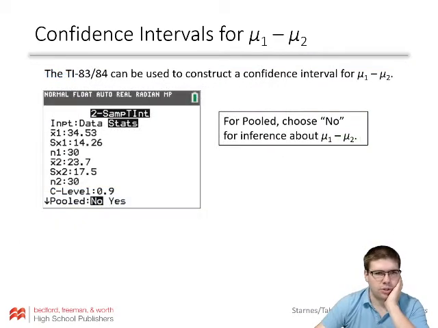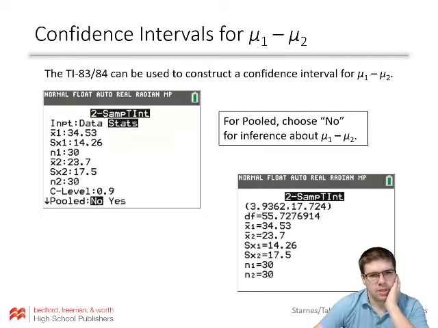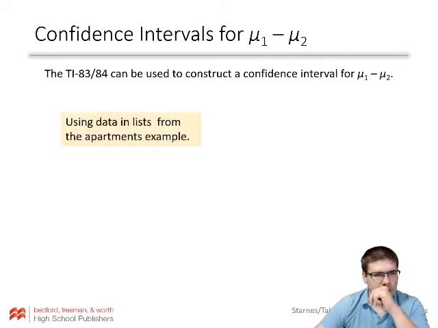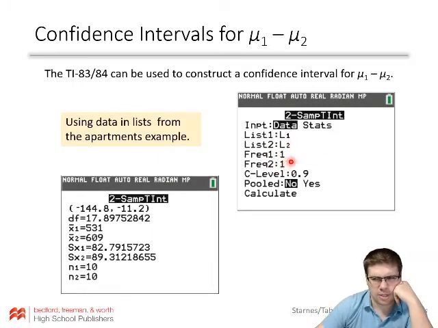So I kind of already showed you this real quick, but this is their summary of this. So for pooled, make sure you choose no for this, and you'll get that result. You can also do this with lists in your calculator. So you would have to have the data in L1 and L2. Make sure you set those frequencies to 1. We're not going to really ever need frequency data.